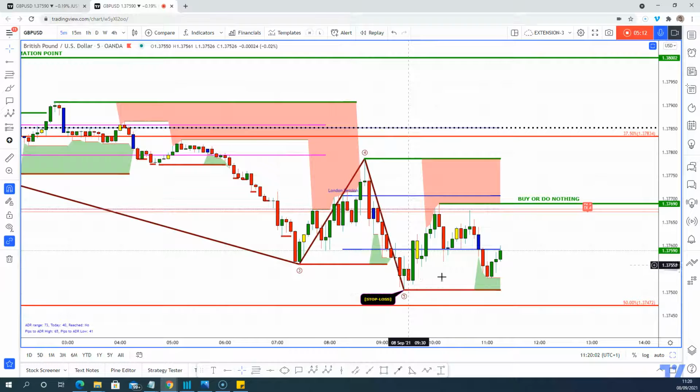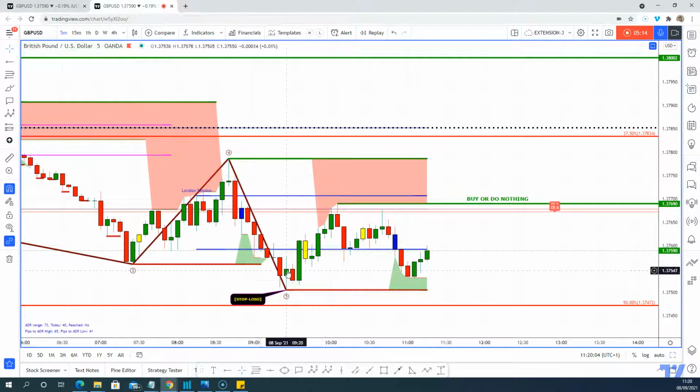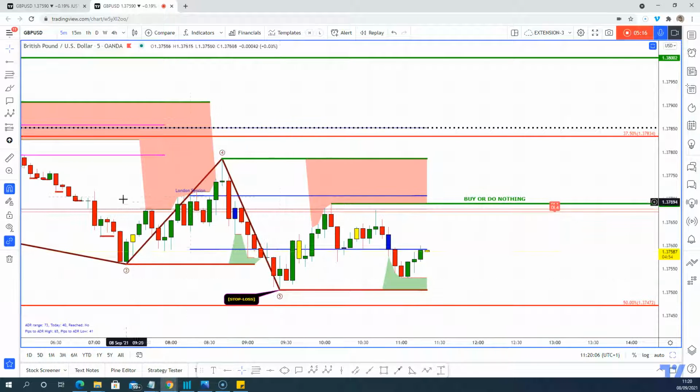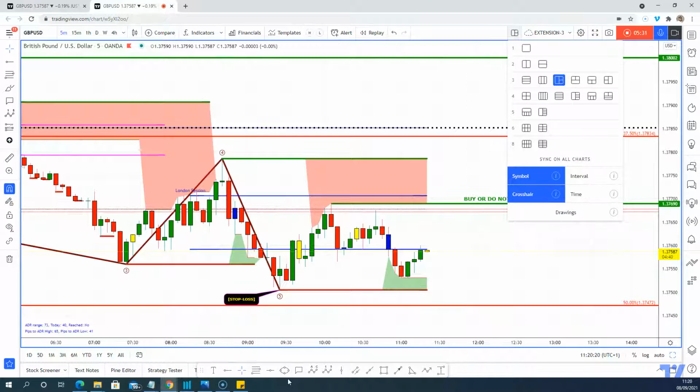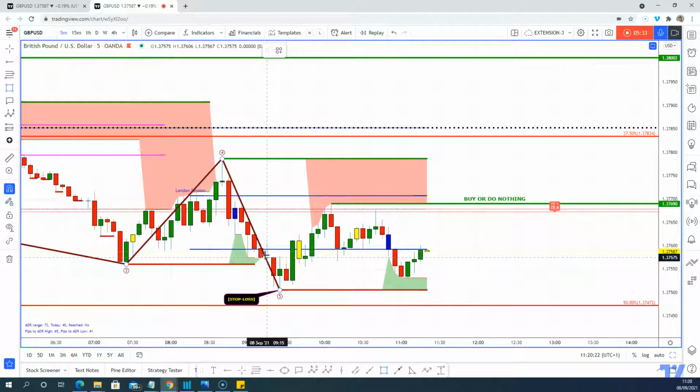What is important here is this: we have low of the day below the previous daily low. Low of the day followed by a lower low candle, a higher low candle, and the third. This is a setup, this three candle setup. Let me do this.